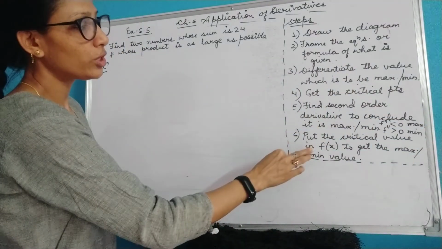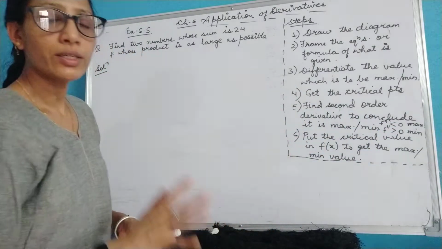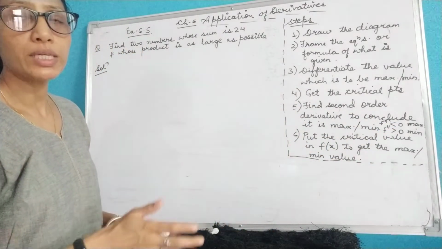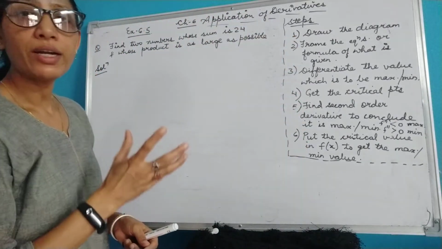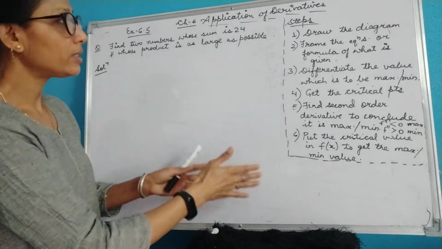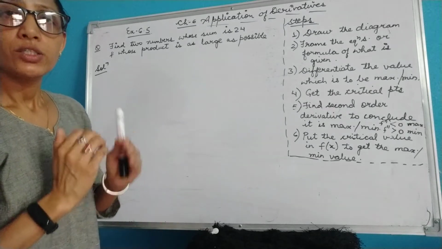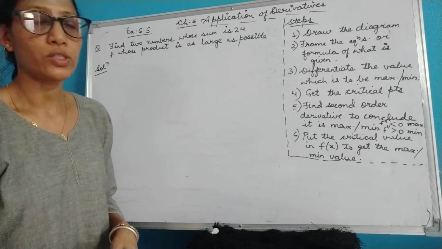Then you need to just put in your critical points. Once you have concluded that the value is going to give you the maximum or minimum value, you have to put it in the function and find that maximum or the minimum value. Now let's see how we can apply these steps in the given question. Children, first of all, we'll take simpler questions and then we'll move to complex questions.